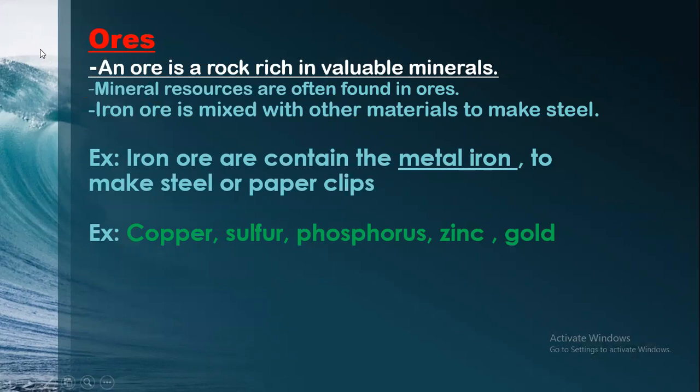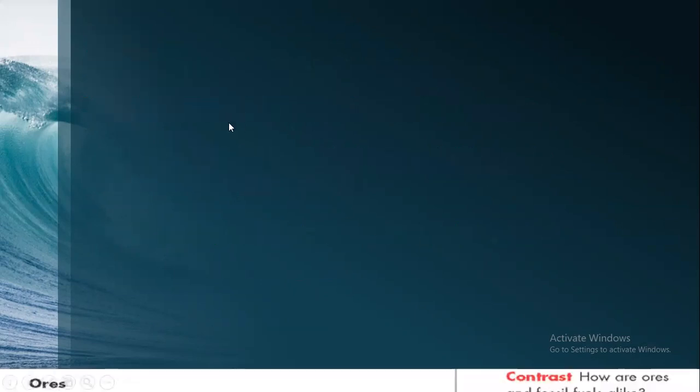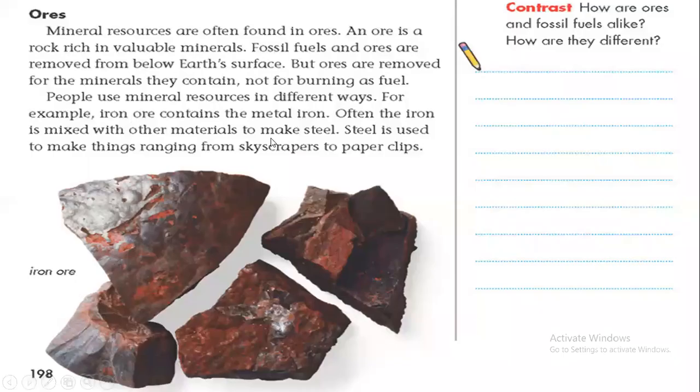Ores are also an example of non-renewable resources. Ore is a rock rich in valuable minerals, like iron ore. It contains the metal iron to make steel or paper clips. Copper ore, sulfur, phosphorus, zinc, and gold are all examples of ore. We get all of them, guys, from ores.